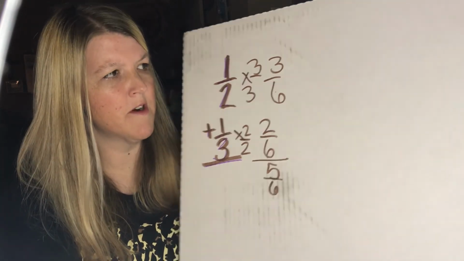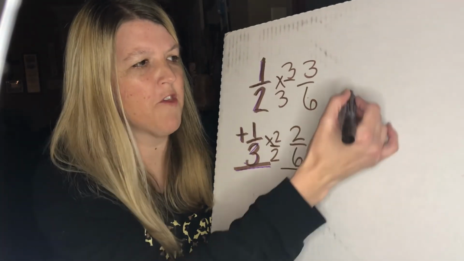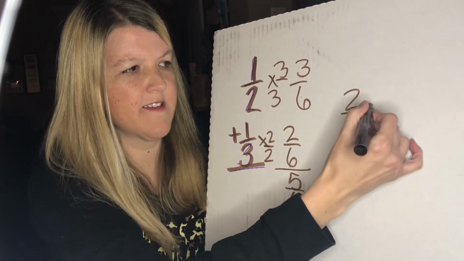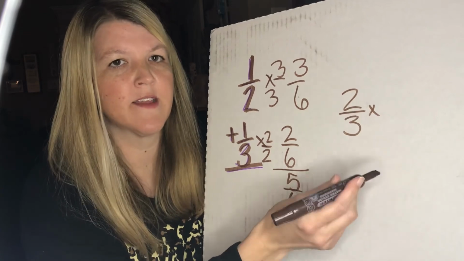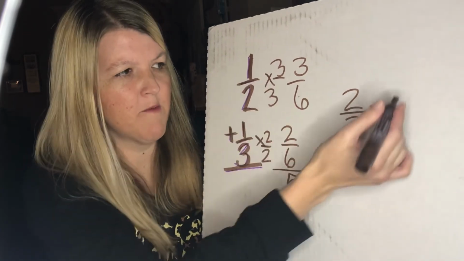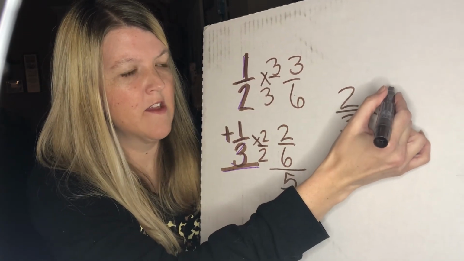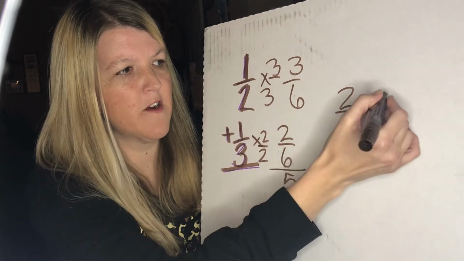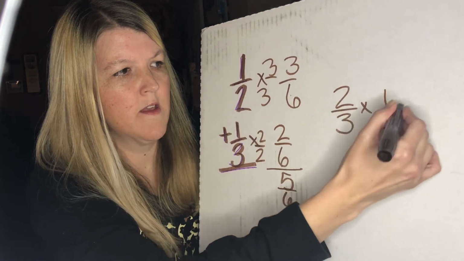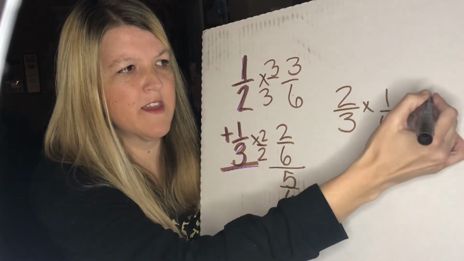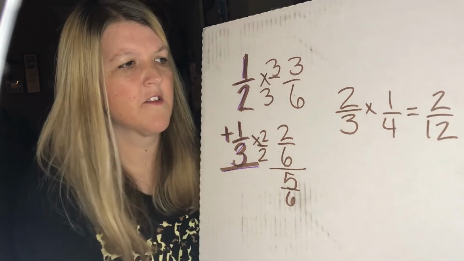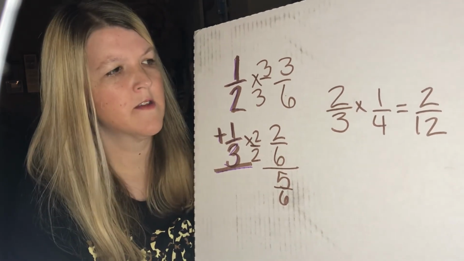And then remember, at the beginning of the year we did multiplying with fractions. And this one is actually one that I think is the easiest, because whenever you're multiplying, you don't have to find common denominators or anything like that. You just have to multiply the numerators and multiply the denominators. So if I had 2/3 times 1/4, I would multiply 2 times 1 and get 2, and then 3 times 4 to get 12. So that gives me 2/12.